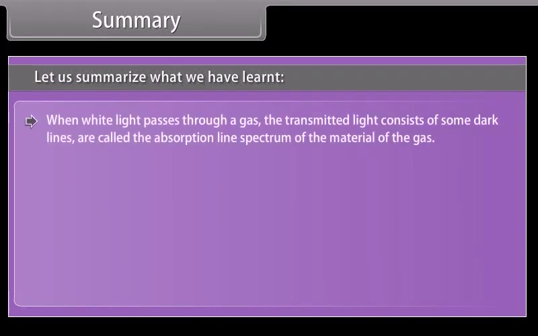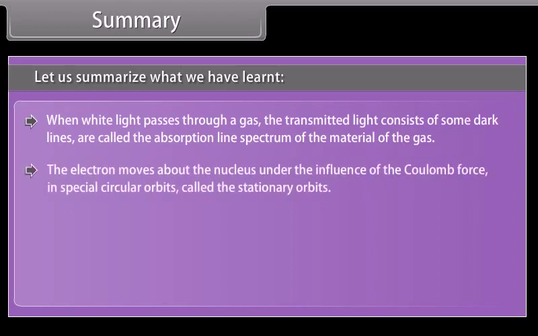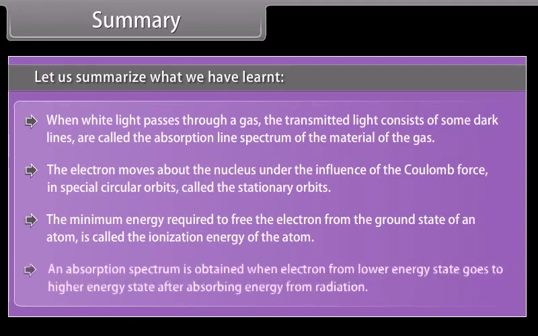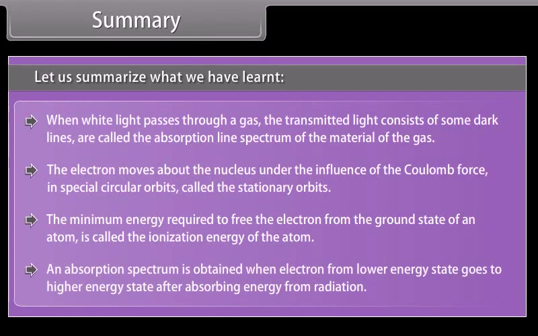When white light passes through a gas, the transmitted light consists of some dark lines called the absorption line spectrum of the material of the gas. The electron moves about the nucleus under the influence of the Coulomb force in special circular orbits called stationary orbits. The minimum energy required to free the electron from the ground state of an atom is called the ionization energy of the atom. An absorption spectrum is obtained when an electron from a lower energy state goes to a higher energy state after absorbing energy from radiation.